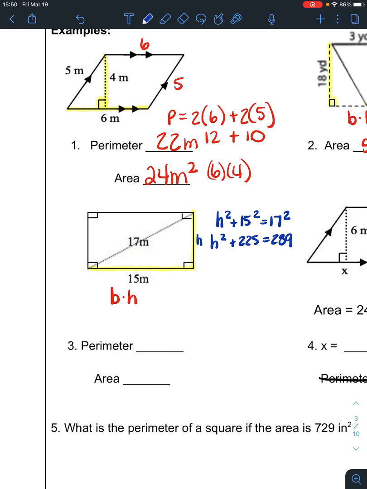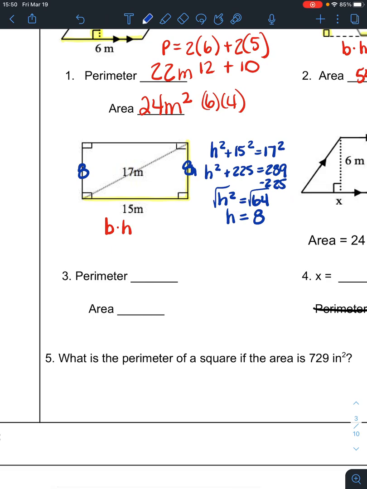So 289 minus 225, you get that the height squared is 64. So then take the square root of both sides, and you get that h is 8. The height is 8. So now I know this side is 8. So now we're able to answer the question.